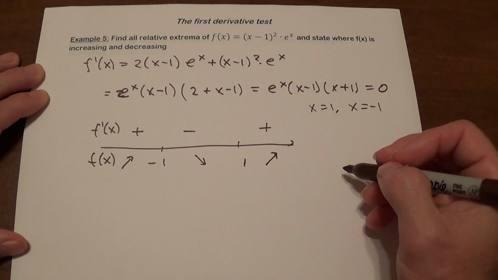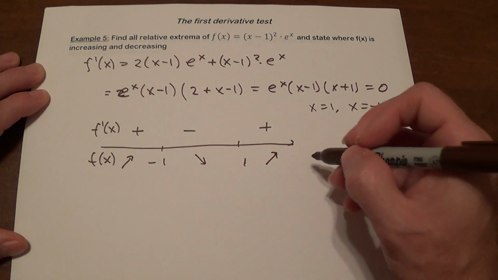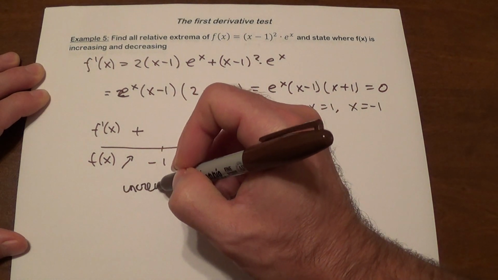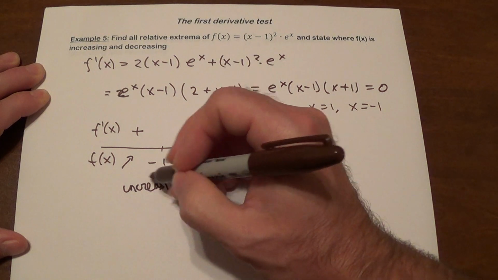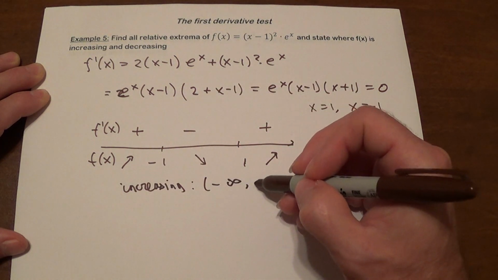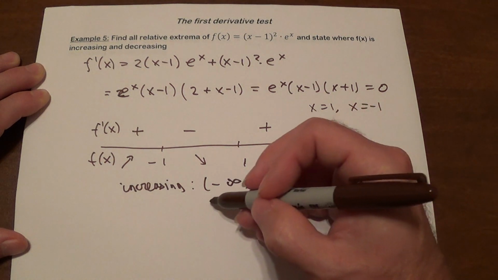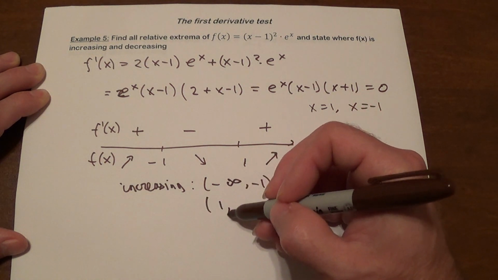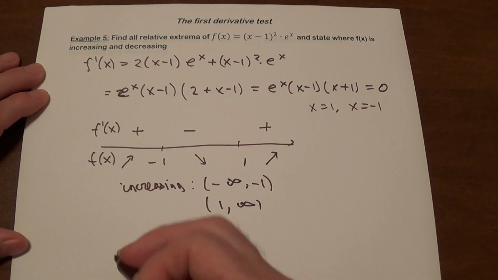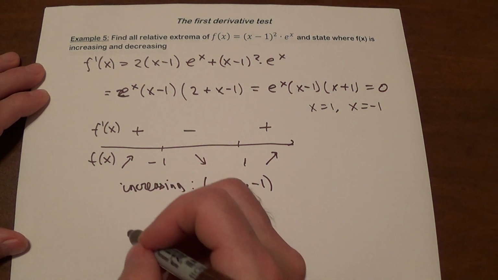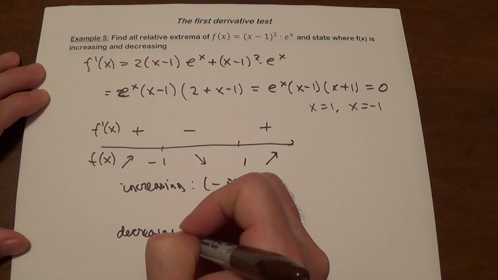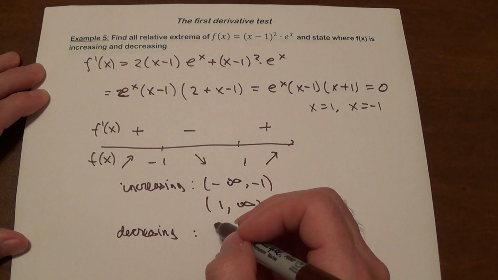So, what can we conclude here? The function is increasing wherever the first derivative is positive, and that's going to happen on the interval from negative infinity to negative 1, and also on an interval from 1 to infinity. The function is decreasing wherever its first derivative is negative, and that's going to happen on an interval from negative 1 to 1.